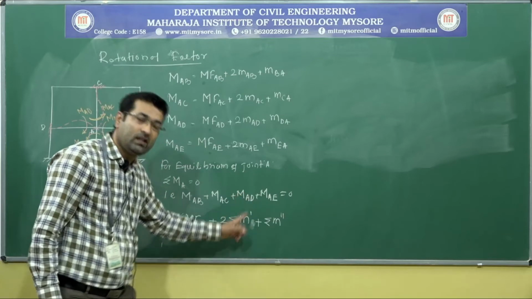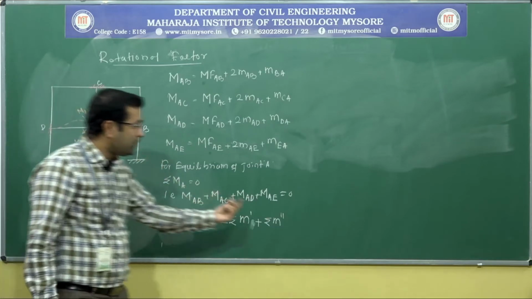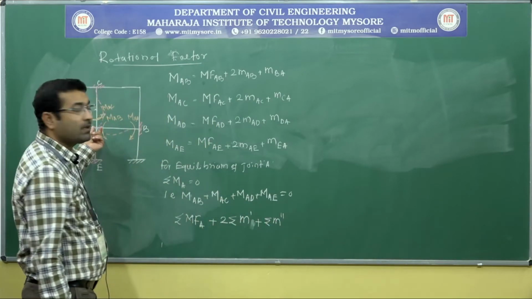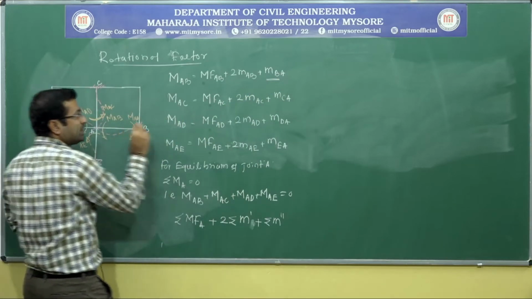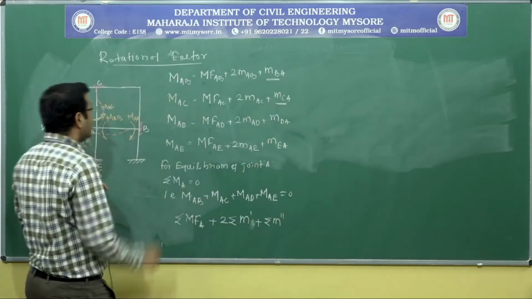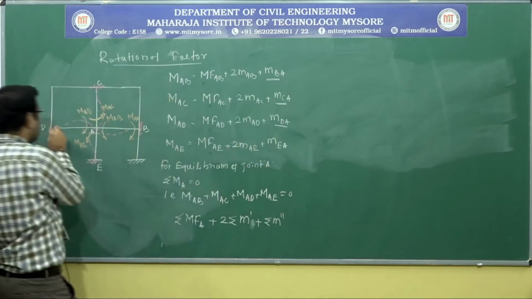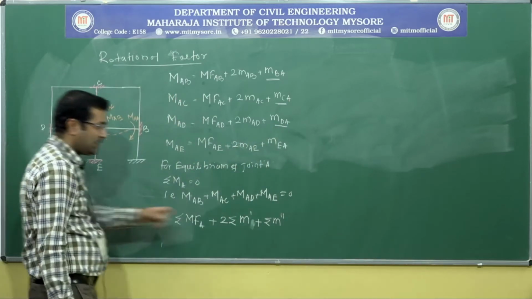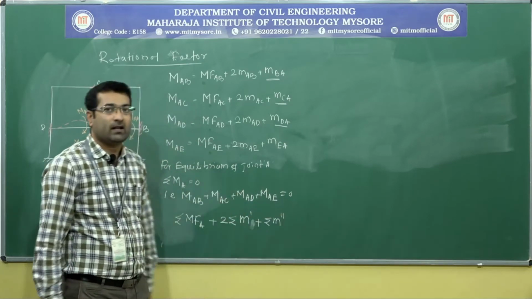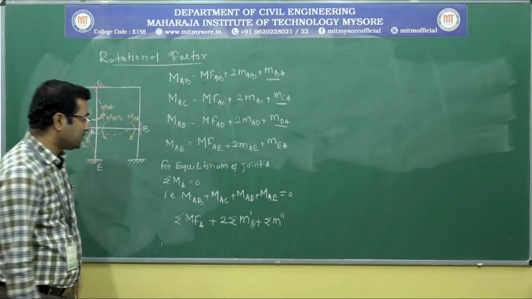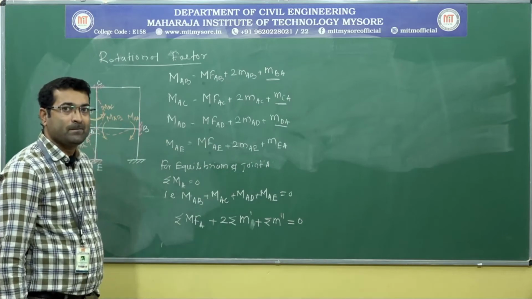M dash is nothing but the rotational moments at the near end, and M double dash is the rotational moment at the far end. See here, M dash AB is the rotational moment here, MCA is the rotational moment here, MDA here, so it is the far end. That's why I have taken it as M double dash, the algebraic sum of all the far end moments. So this sum should be equal to 0, right.